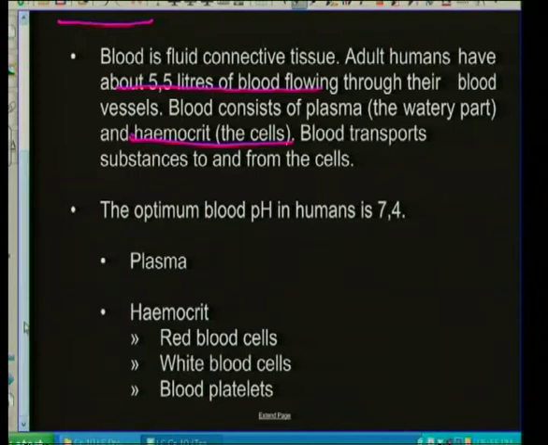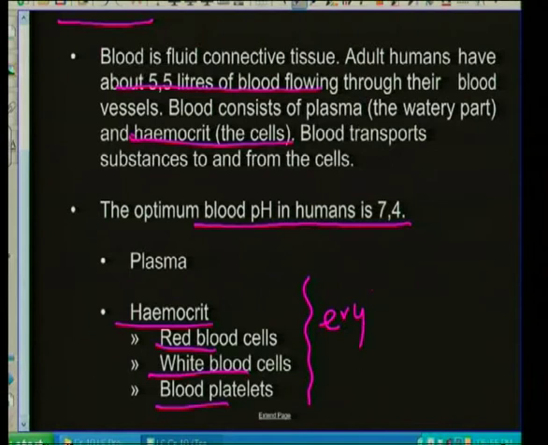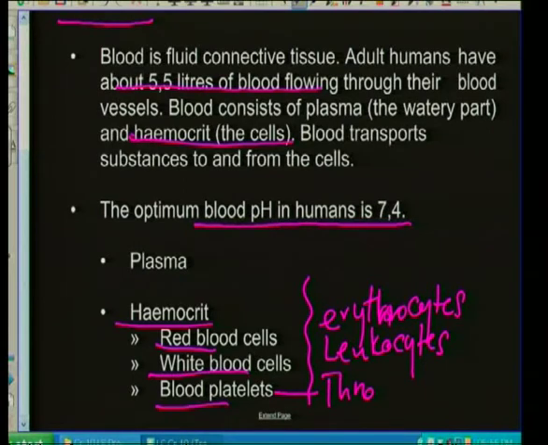The pH of blood is plus minus 7.4, and the hematocrit is made up of red blood cells, white blood cells, and platelets. Interesting to know other names for these as well. Red blood cells are called erythrocytes. White blood cells are called leukocytes. There are various different types of white blood cells, which we discussed under connective tissue, and blood platelets are called thrombocytes.